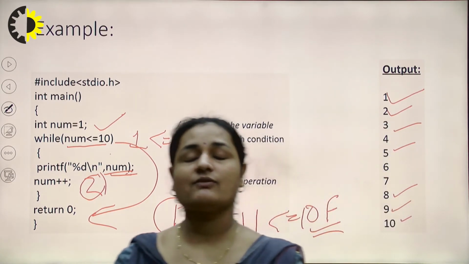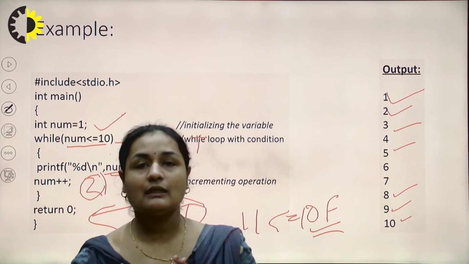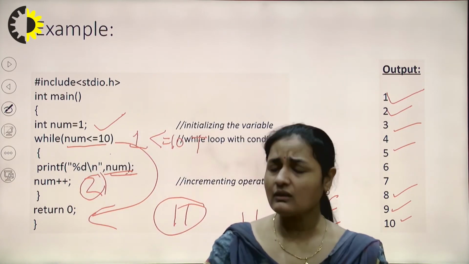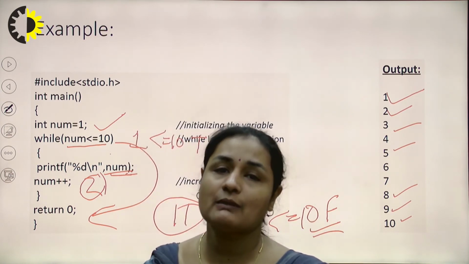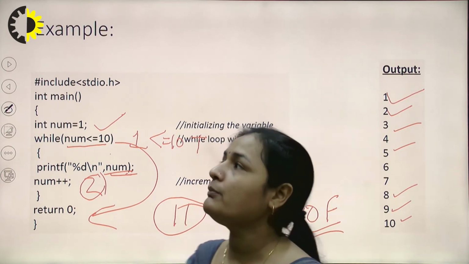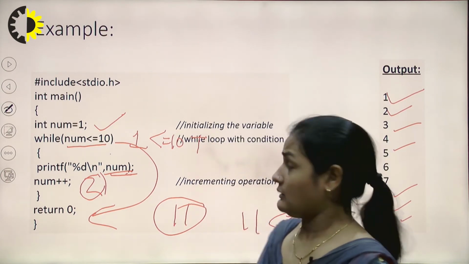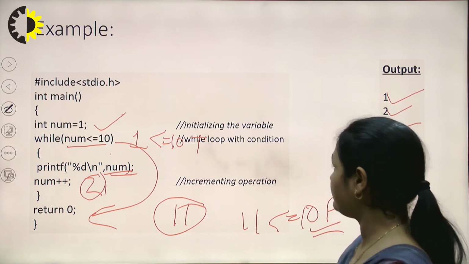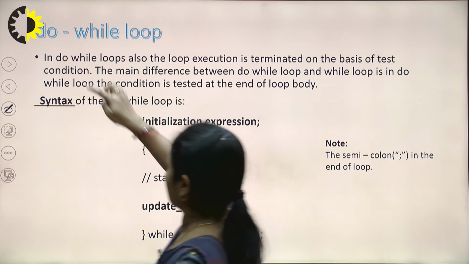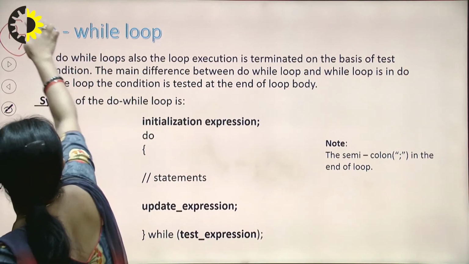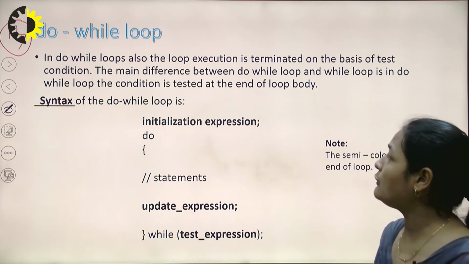The basic difference between the for loop and the while loop is that in the for loop we know at the start of the loop how many times we want to execute our statement. But in the while loop, we don't know the exact number of times the statement will execute. Then the third type of loop is known as the exit control loop. It is the do while loop.